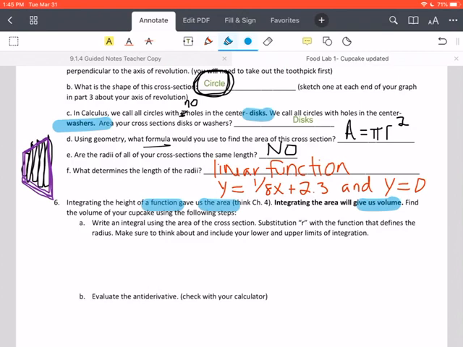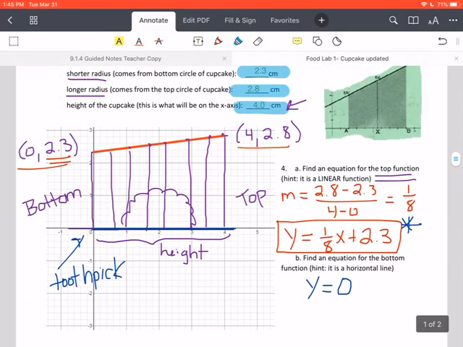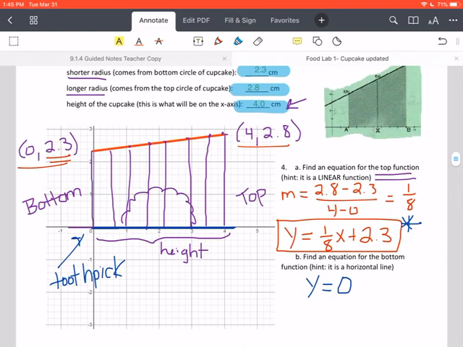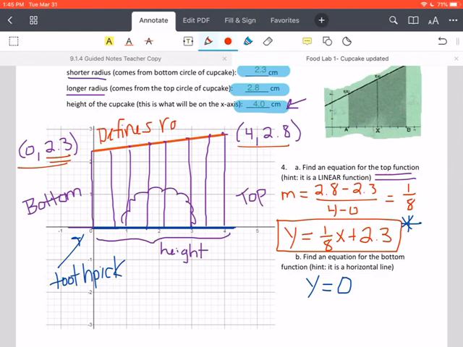Okay, so we want to find the volume, and it says write an integral using the area of the cross sections, and substitute r with the function that defines the radius. So if we go back up to our paper now, this red function, you might want to note, defines the radius of each disk.